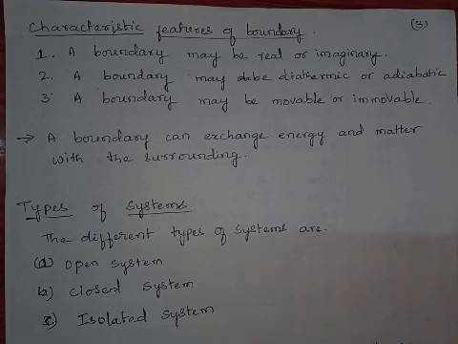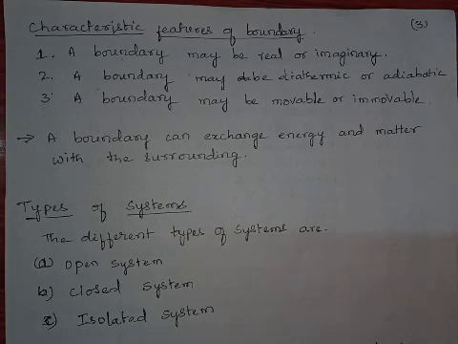Or adiabatic. Second one is the adiabatic. Adiabatic is nothing but a boundary which does not allow any heat energy to enter into the system or out of the system. Such type of boundary is called adiabatic. Thermos flasks or hot boxes that you use at home act as an adiabatic boundary.